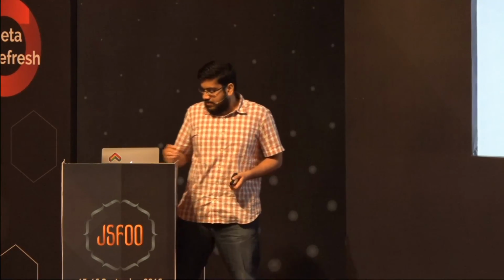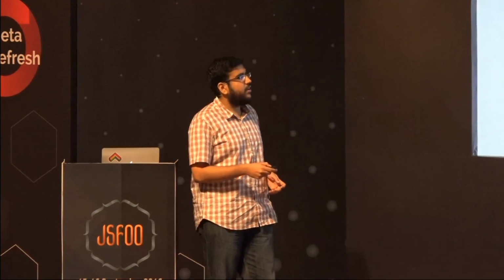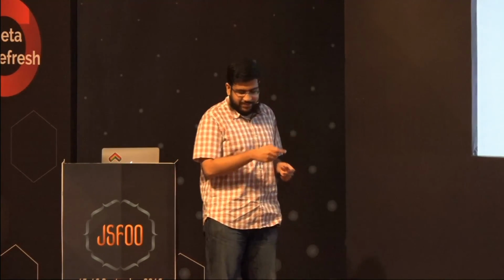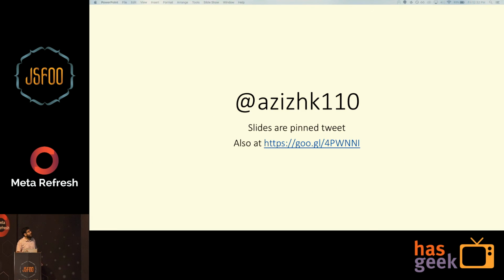So again, the summary. Response, tap to paint in less than 100 milliseconds. Swipe to paint in less than 16 milliseconds to achieve your 60 FPS. Again, animation, each frame in 16 milliseconds. Idle time, use your idle time proactively to schedule your work. Make sure that work gets completed in 15 milliseconds of deferred chunks. Load, make sure that it's ready to use in 1 second, at least for repeat users. Aim for a low speed index.